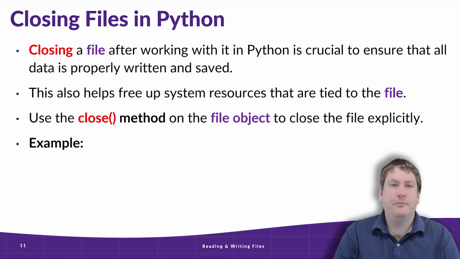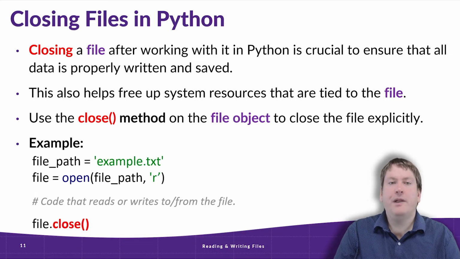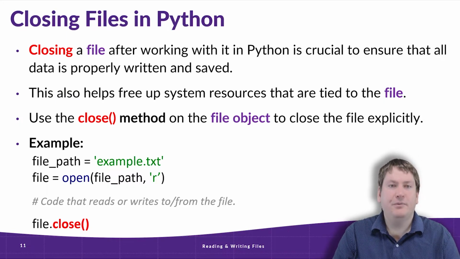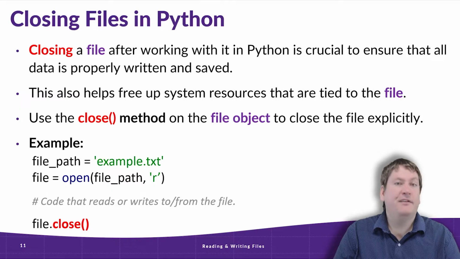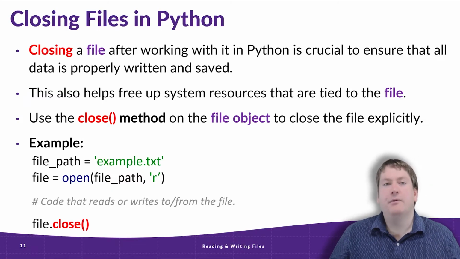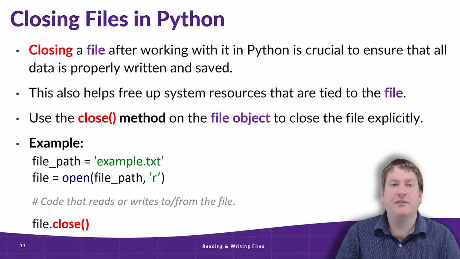Let's take a look at an example. So here we have the beginning of that example we just saw. We are opening a file named example.txt, and we're going to reference that file using the file object named file. Then we do whatever we want with that file. In this case, it's just represented by a comment that says code that reads or writes to or from the file. And when we're done with that, we want to close the file. And we use the close method. And we are using that on the file object that we got from open. So in this case, file.close means that we close the file.